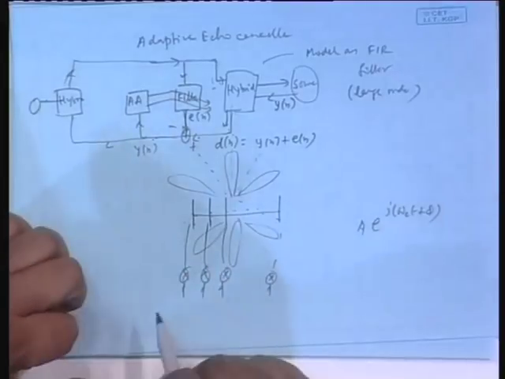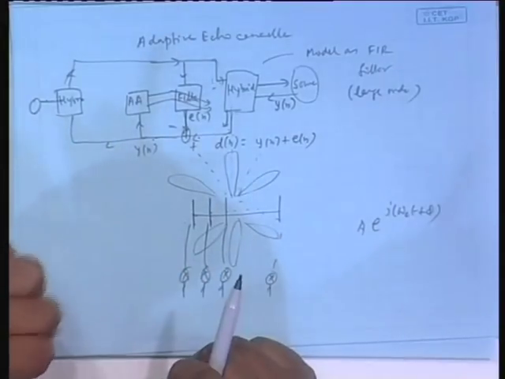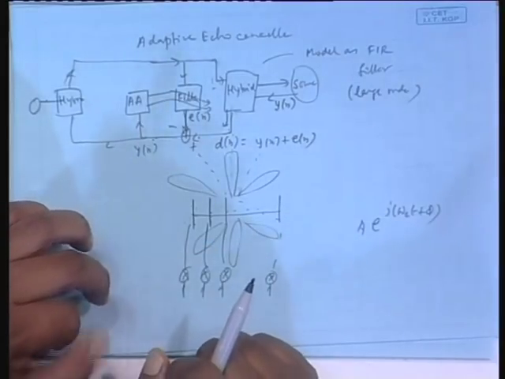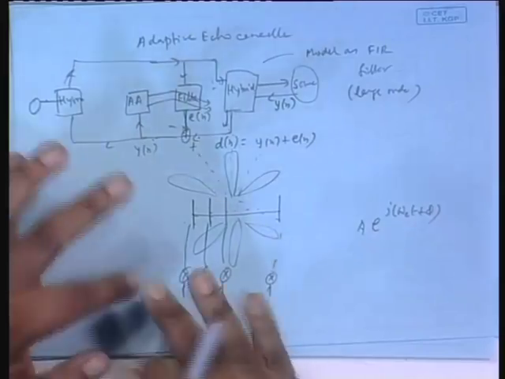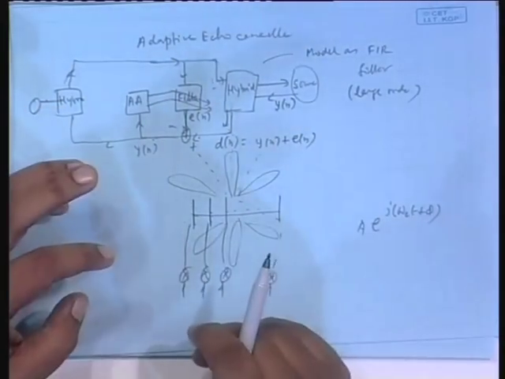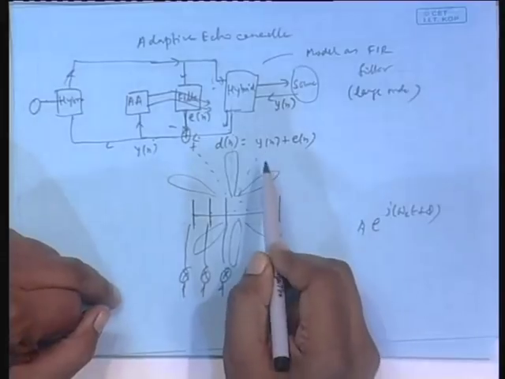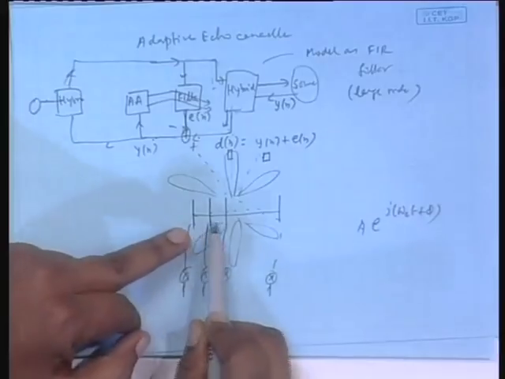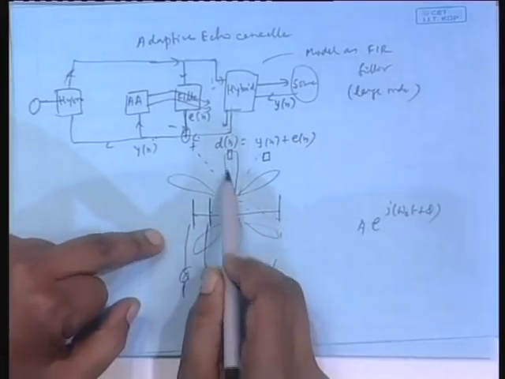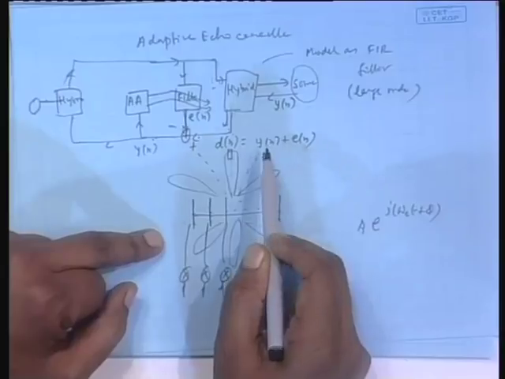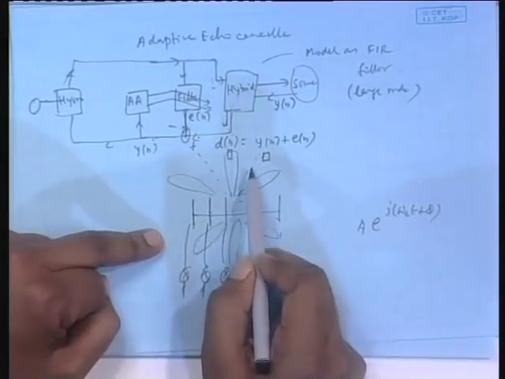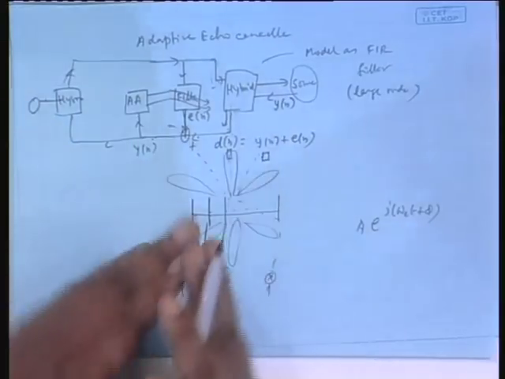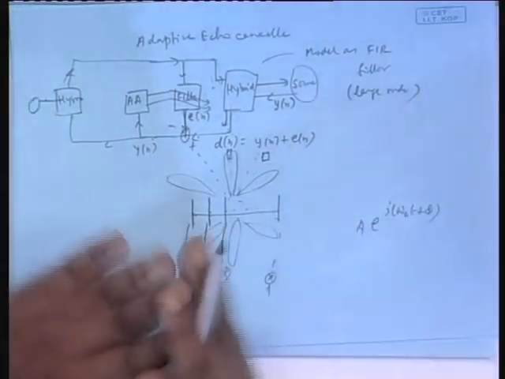Now, this beam forming is very useful in mobile communication. Suppose in the same cell, two users are using the same frequency, then how to separate them, because you are using the same band. Suppose one person is here, another person is here. I will adjust the weights such that a beam is formed in this direction, null in this direction. So, even though both are using the same frequency band, I only listen to this guy and not to this guy.